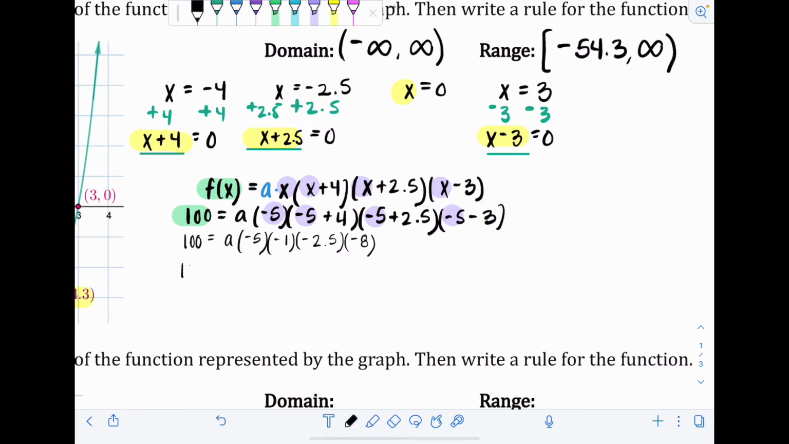Okay, so this is 100 equals a times, I'm going to go ahead and just multiply all these together now. If you don't want to worry about putting the negatives in a calculator or something like that, you can just count how many you have. If you have an even amount, it would be a positive product. If you have an odd amount of negatives, it would be a negative product. So we have 1, 2, 3, 4 negatives, so even amount of negatives, so it'll be positive. So we can just multiply 5 times 1 is 5 times 2.5 is 12.5 times 8 is 100.